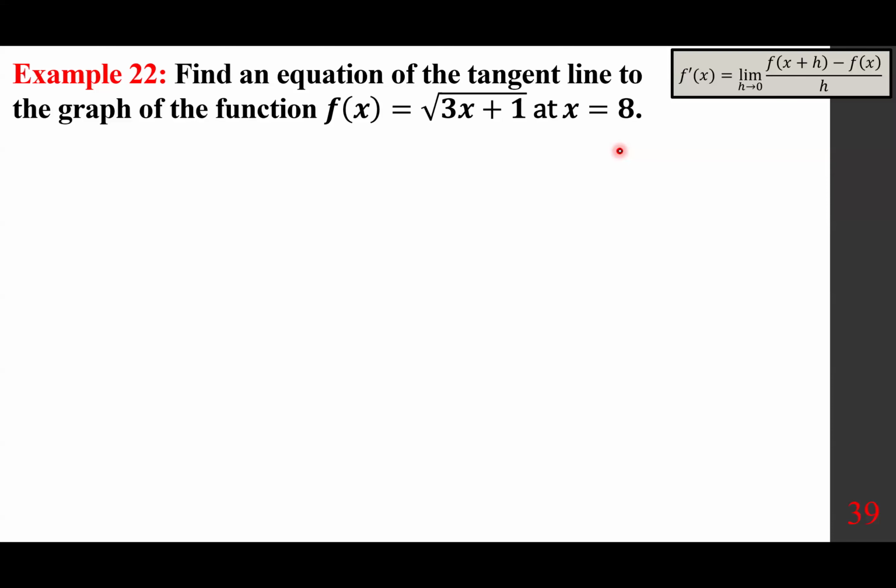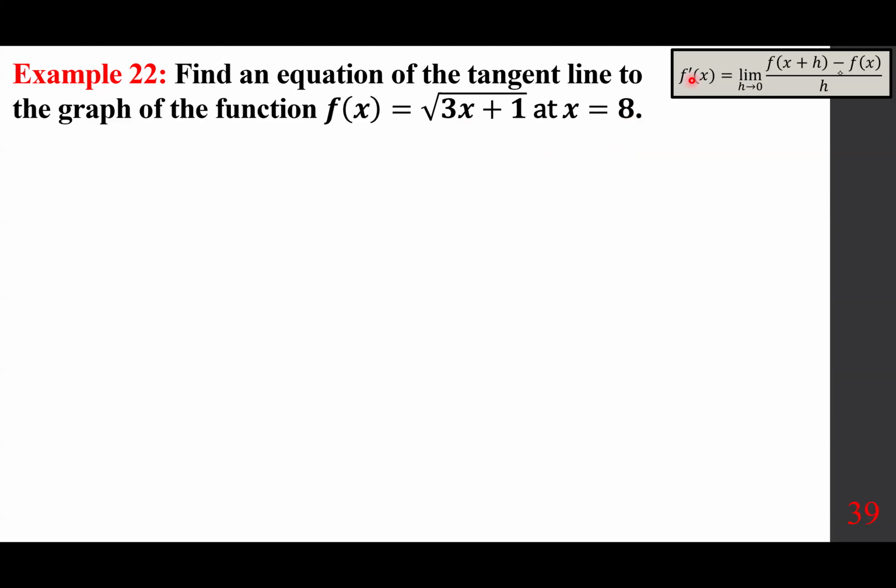Well, to find the equation of a tangent, the equation of any line, we need a pair. Well, 8 you put in, you get the pair. And you need the slope. Therefore, you have to find f prime of x. And when you plug in, it becomes a slope. In other words, f prime of 8.